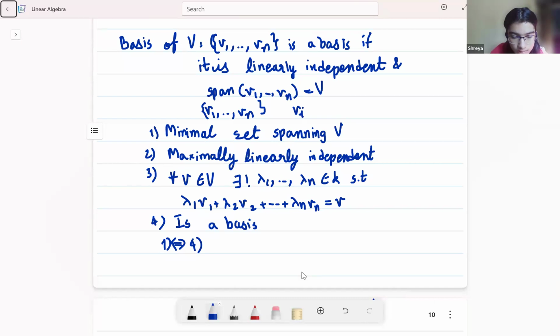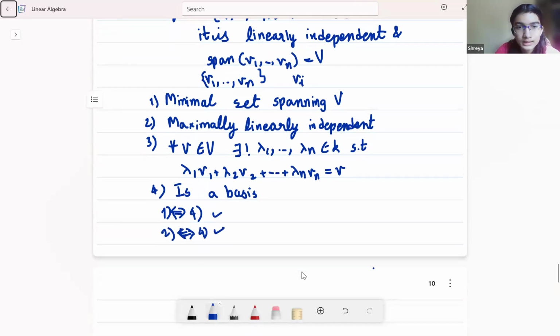Okay, so then what you're saying is that 2 implies 4. And for 4, we can't add in another element because its span is the whole thing. So any new element we add would be a linear combination of other elements. So we have 1, 2, and 4 are equivalent. We just need to do 3.